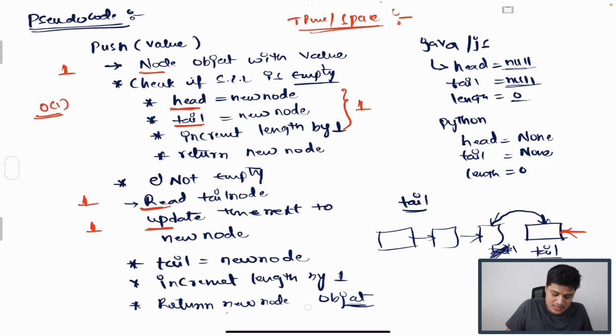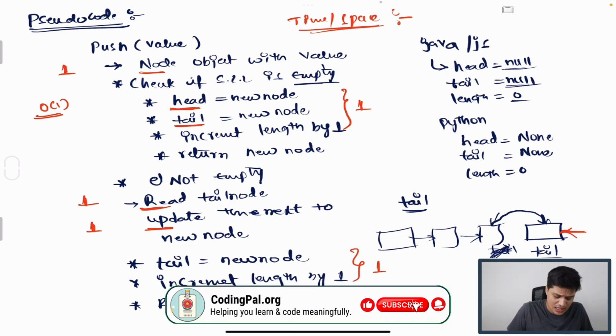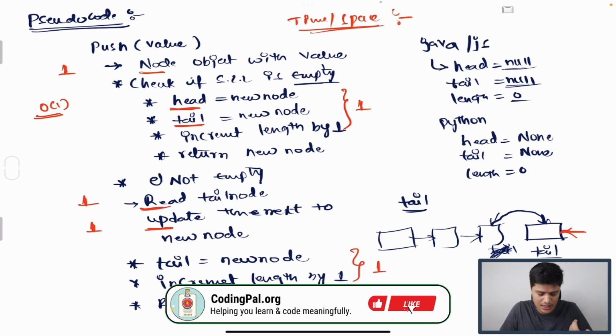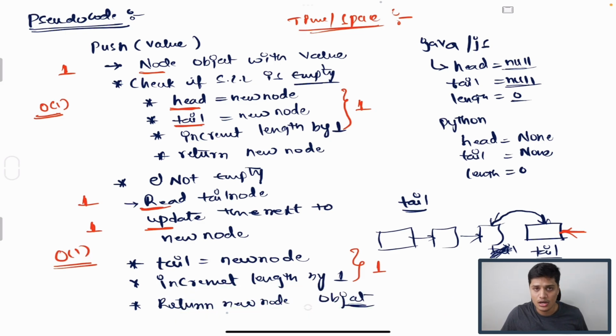In the end, just like how we updated the tail reference and incremented the length by 1, right? These are also simple assignment operations, so these will also take a constant amount of time. So as a result, even if you take the case where we have a certain number of nodes available inside the singly linked list, the time complexity will be order of 1 only.